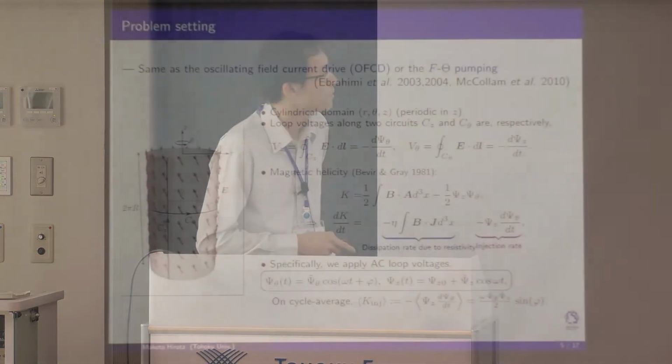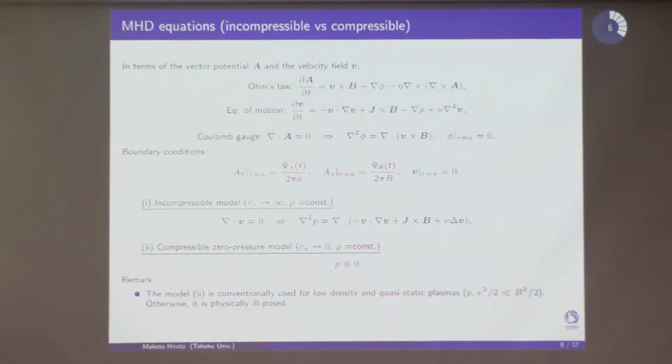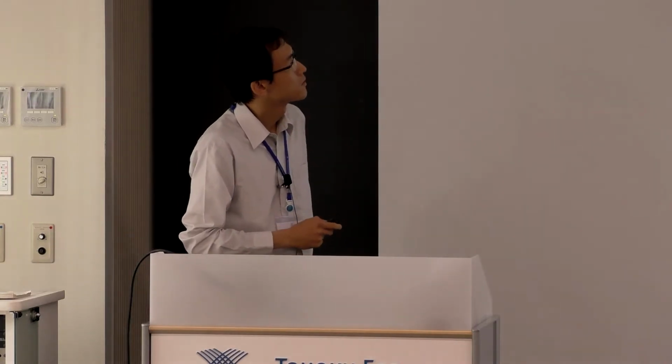In this case, we are considering the AC magnetic helicity injection. So this psi z and psi theta are represented by cosine functions like this. So we can inject magnetic helicity on cycle average like this. And the governing equation is the standard MHD equation. But in order to apply the voltage at the boundary, we have to use the vector potential A instead of the magnetic field. So this is the evolution equation for A.